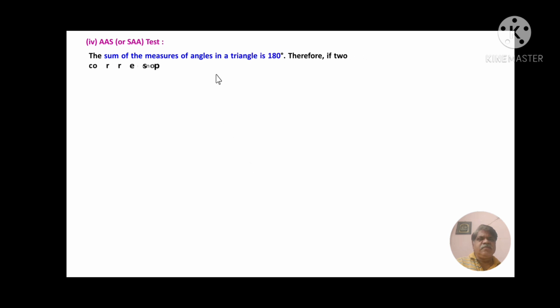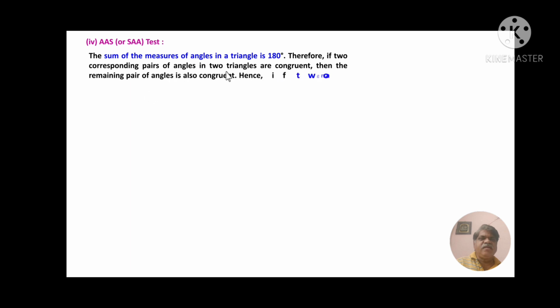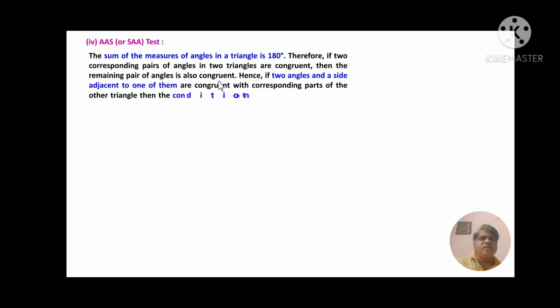Now, let us turn to the next test of congruency, that is AAS or SAA test of congruencies. The sum of the measures of angles in a triangle is 180, that we know. Therefore, if two corresponding pairs of the angles in two triangles are congruent, then the remaining pair of the angles is also congruent. Hence, if two angles and a side adjacent to one of them are congruent with the corresponding parts of the other triangle, then the condition for this test is fulfilled. So, the triangles will become congruent.